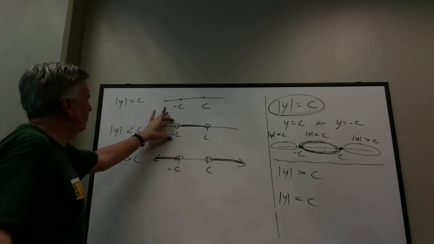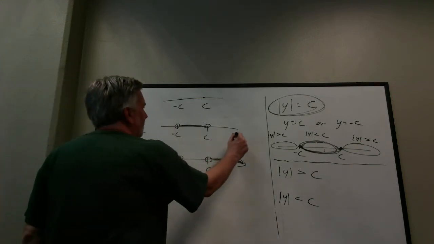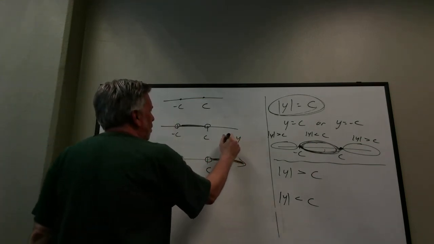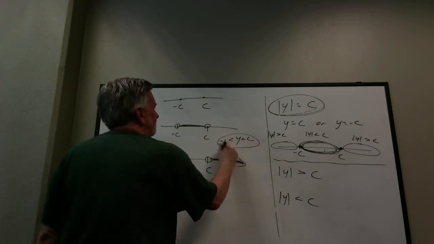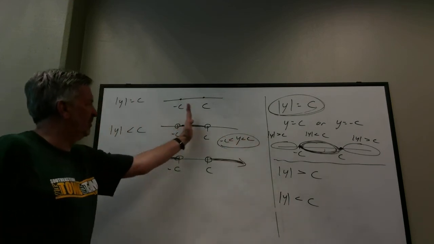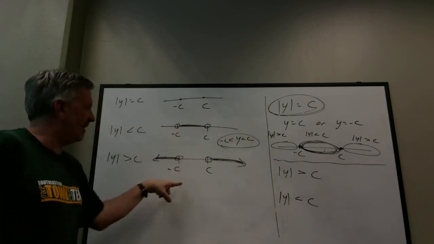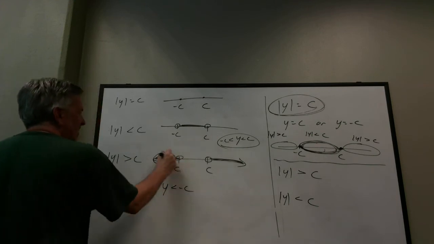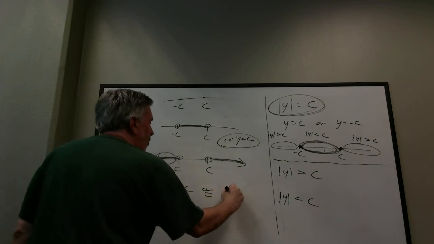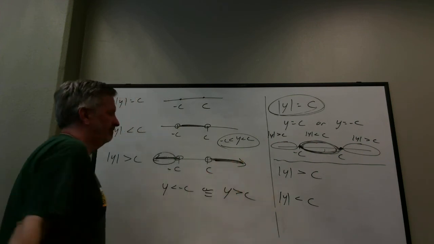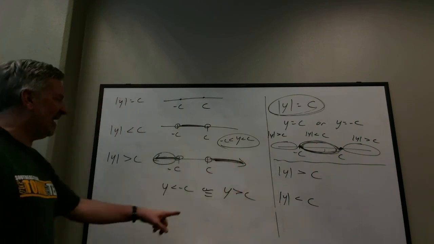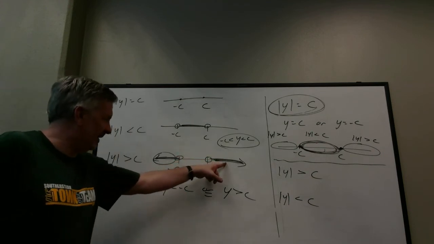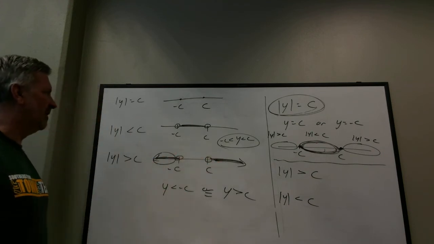Right? So how could you rewrite this without the absolute value? This would mean y is between negative c and c. Right? Y is between minus c and c. Now here, how do you write this as an inequality? It's y is less than negative c, or y is bigger than c. Notice it's not an and, it's an or. So anything here is a solution, anything here is a solution.